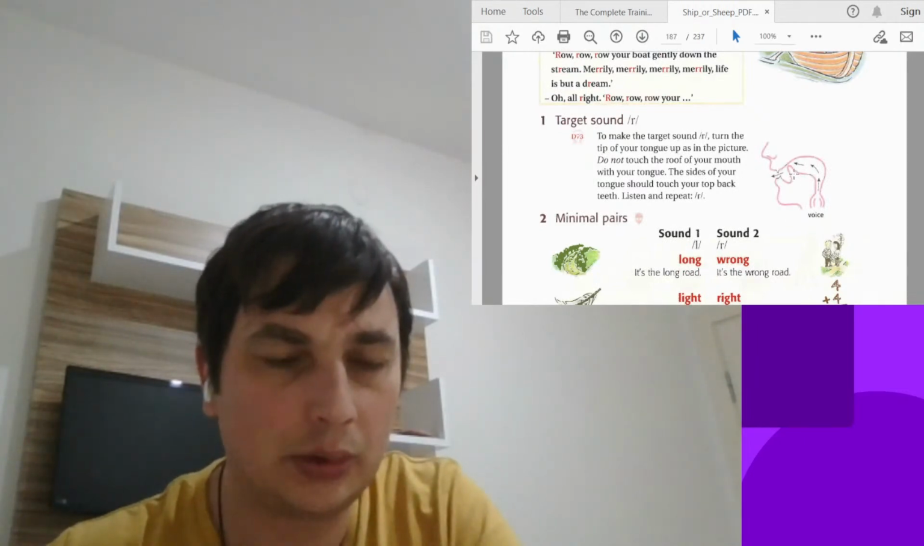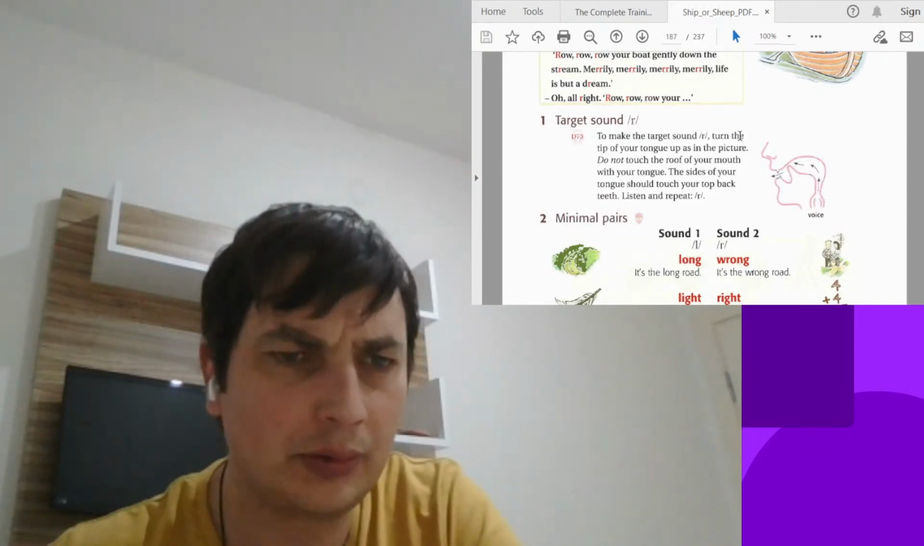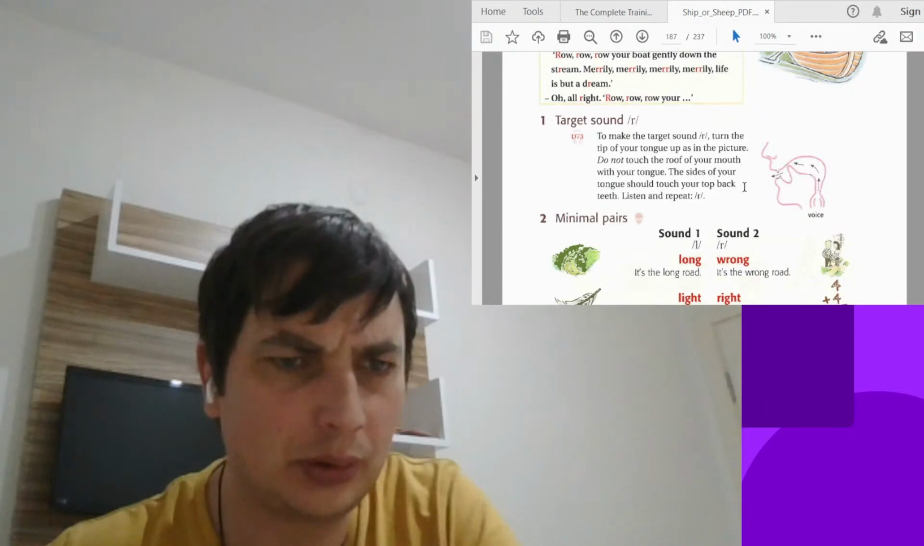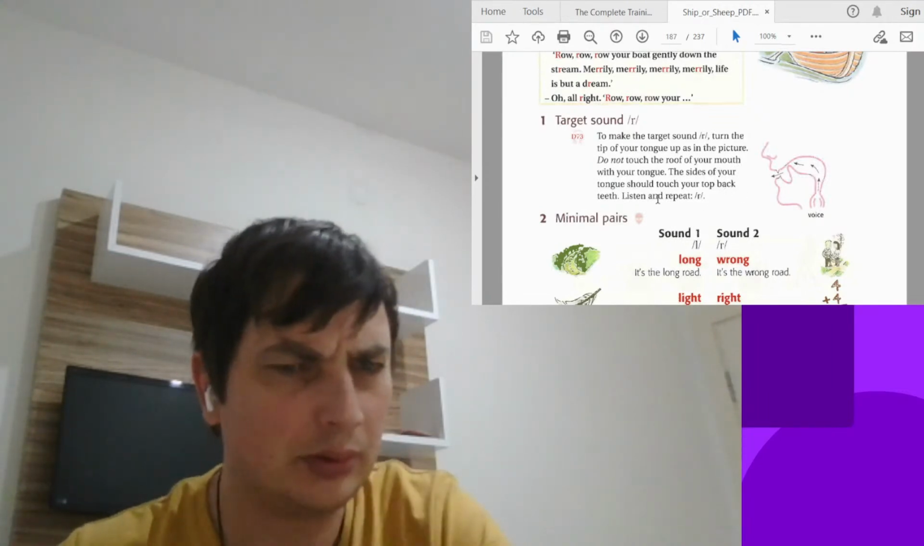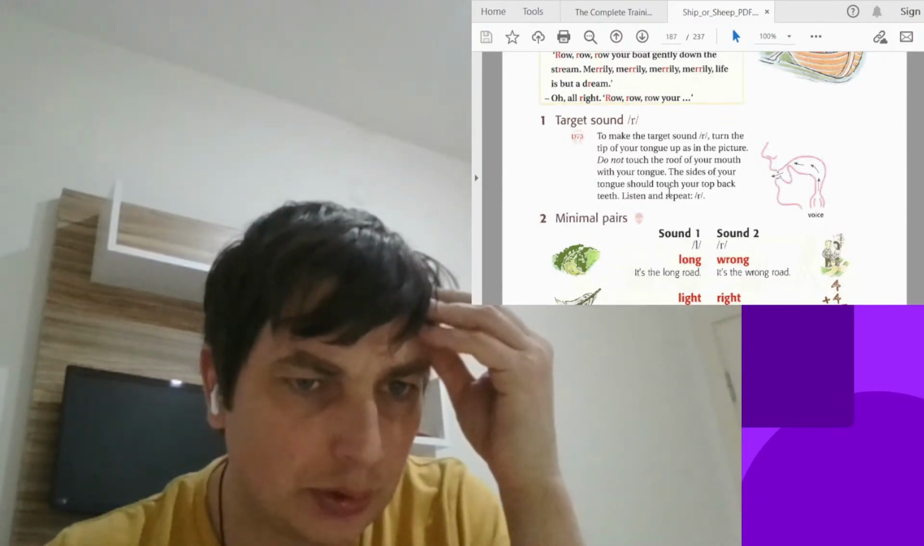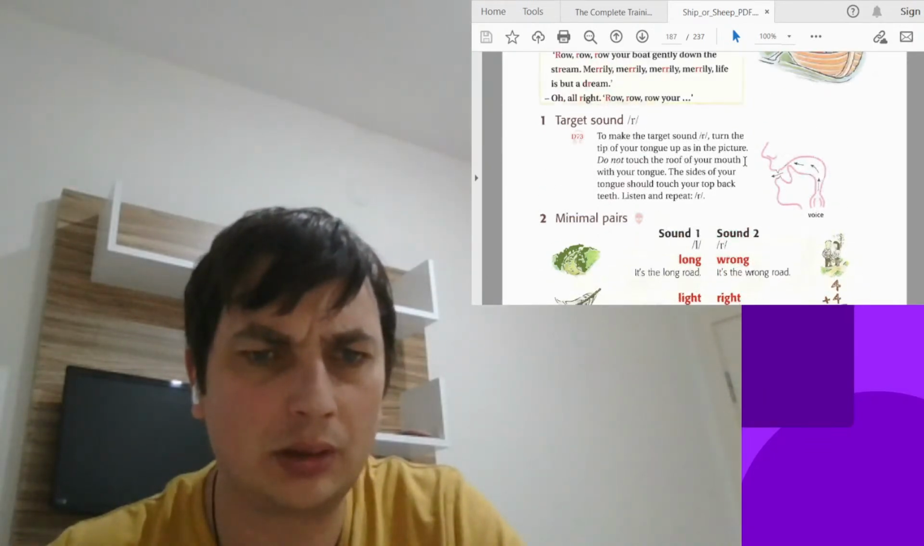To make the target sound R, turn the tip of your tongue up as in the picture. Do not touch the roof of your mouth with your tongue. The sides of your tongue should touch your top back teeth. Listen and repeat R.